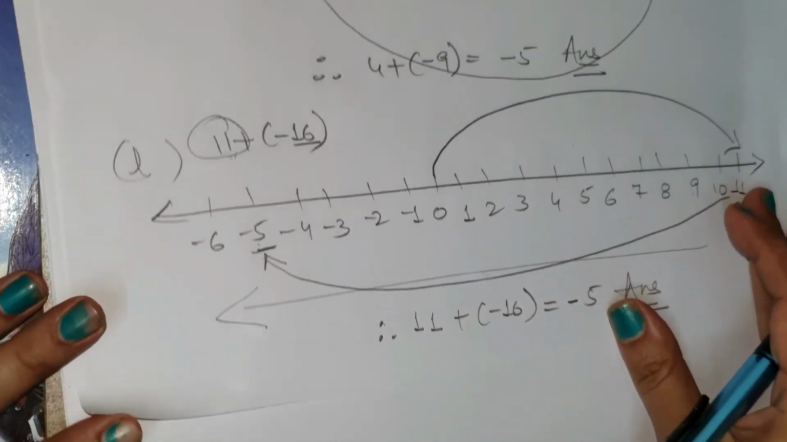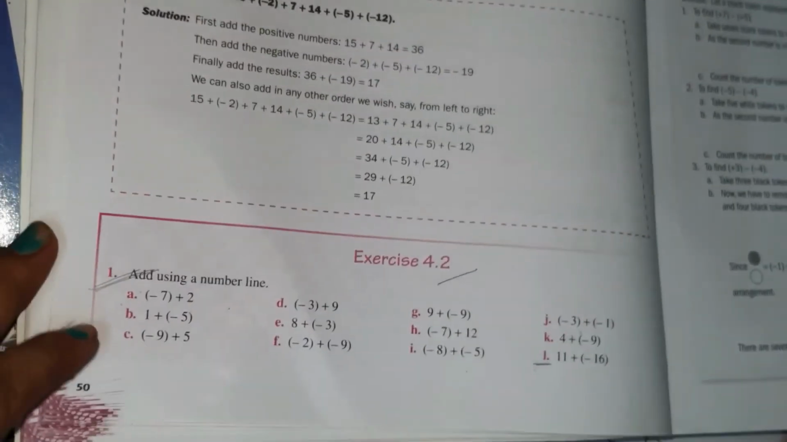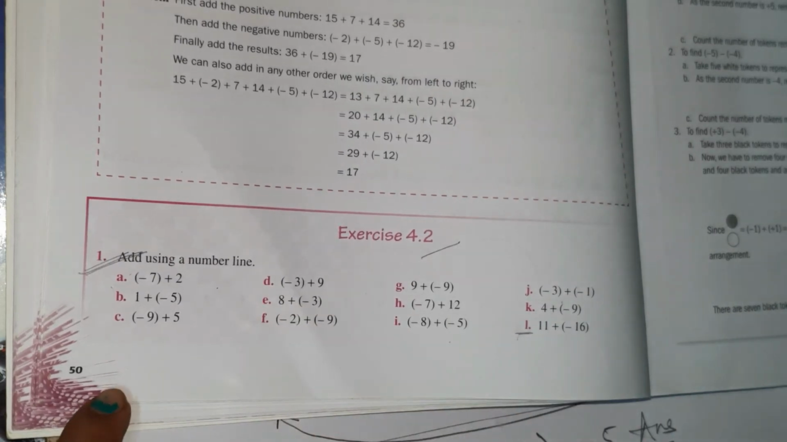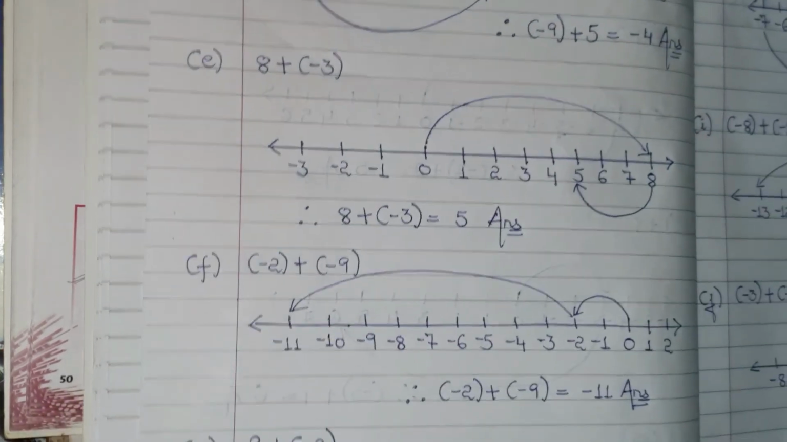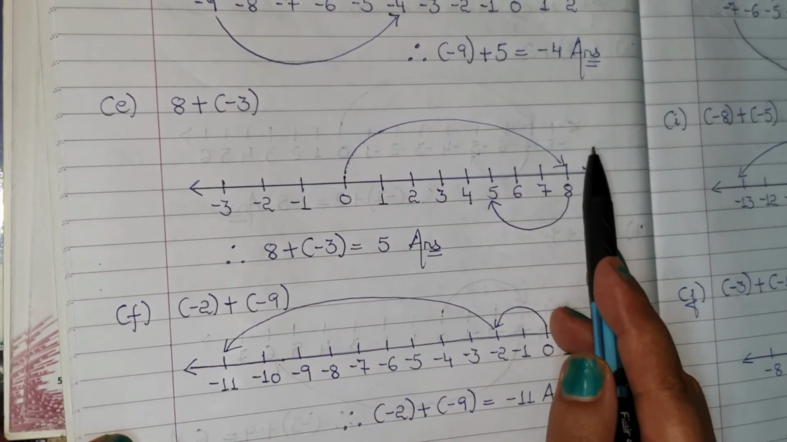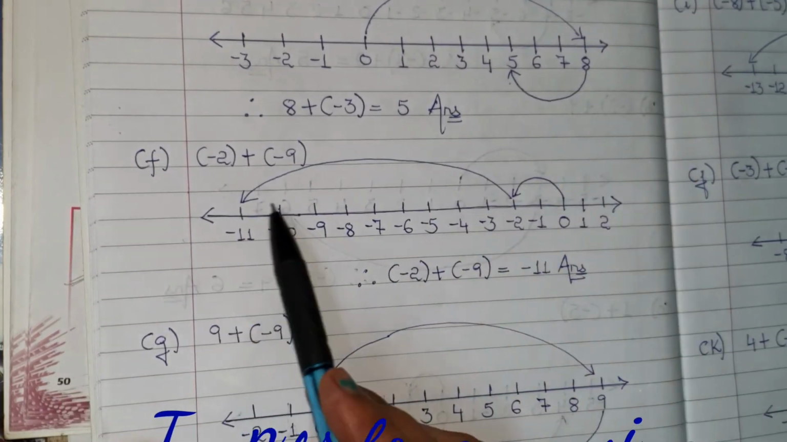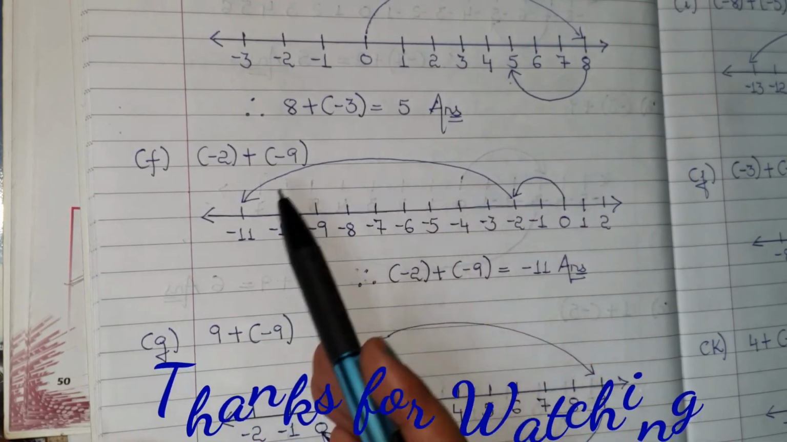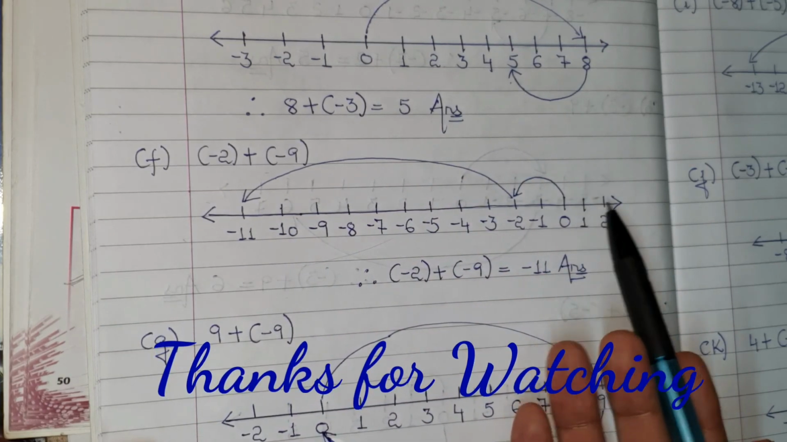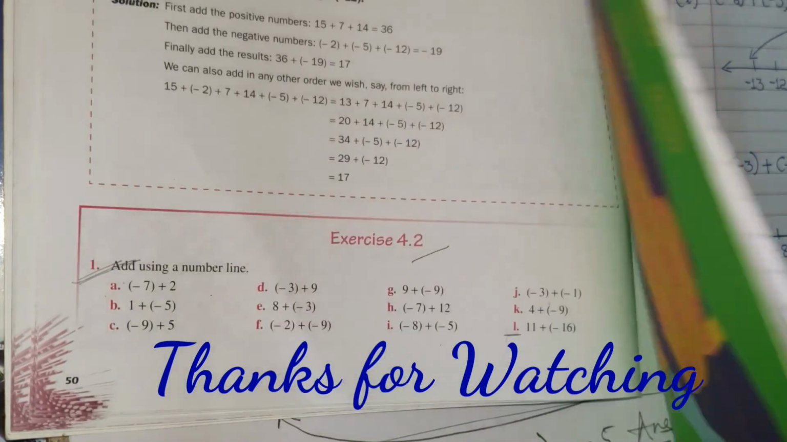So this is how you have to solve addition of integers using the number line. So always remember students that whenever it is positive, then you have to move towards the right hand side, and if it is negative, you have to move towards the left hand side. And if both are negative, then you have to move towards the left hand side only, you will not move towards the right hand side. Fine. So this was all about question number first of exercise 4.2.